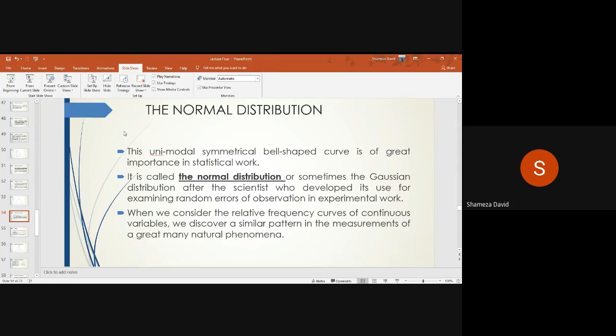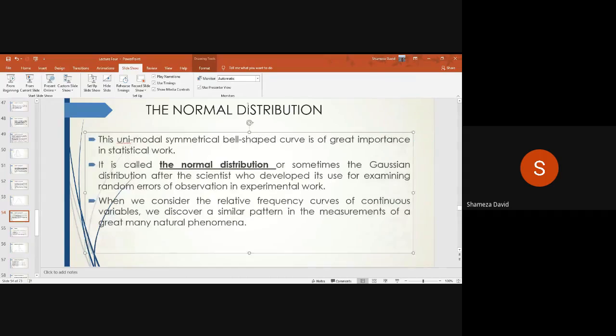It's, like I said, this is where all researchers, statisticians, and so on really aim to be. It's of great importance in statistical work. It's called a normal distribution, or sometimes you see it referred to as a Gaussian distribution. It's a master scientist who developed it for examining random errors of observations in experimental work.